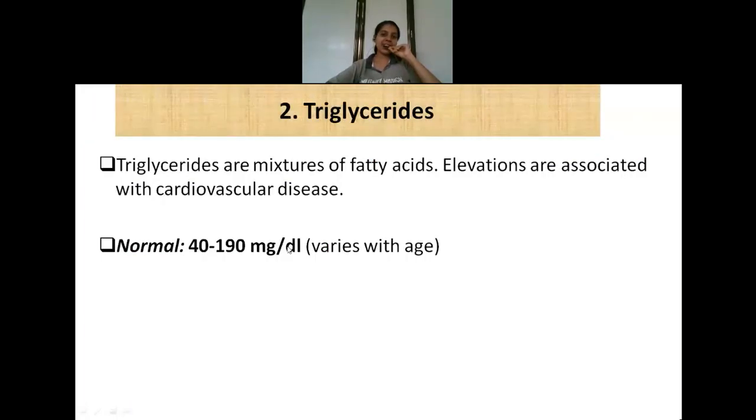Next is triglyceride. Triglyceride is also a mixture of fatty acids. When the triglyceride levels are increased, the risk of developing cardiovascular diseases also increases. The normal value of triglyceride is 40 to 190 mg per dl. It can vary slightly with age, but remember it is less than 190 mg per dl. That is regarding triglycerides.